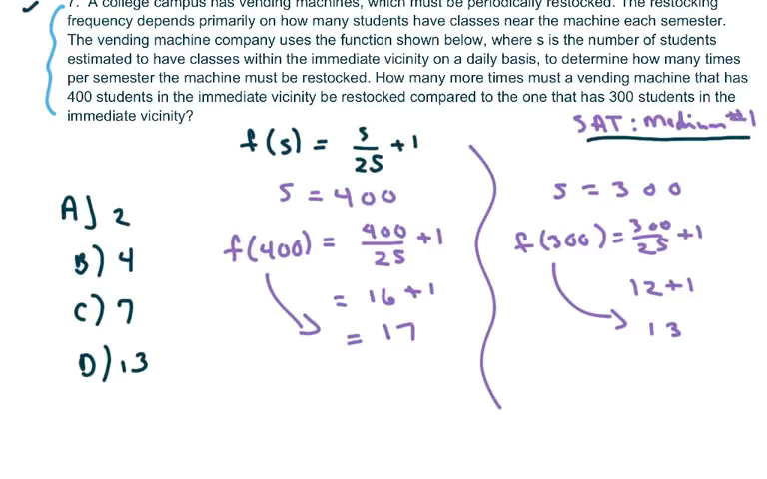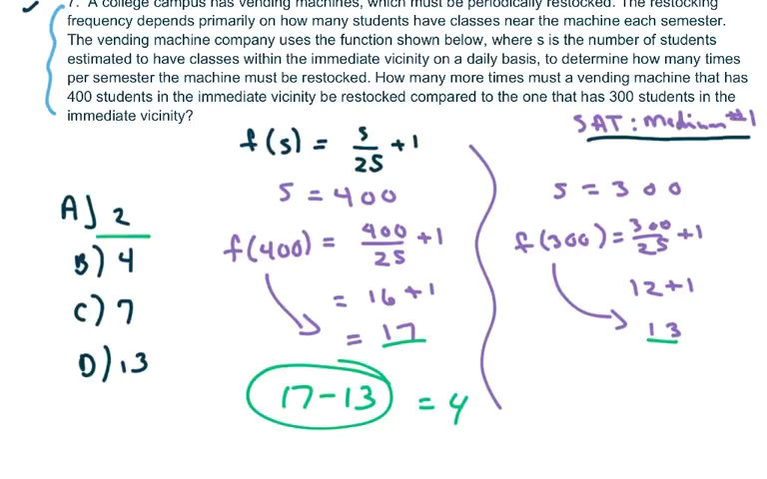But it says how many more than. So basically, the answer isn't 17 or 13, it's 17 minus 13. And 17 minus 13 equals 4. So B is the answer.